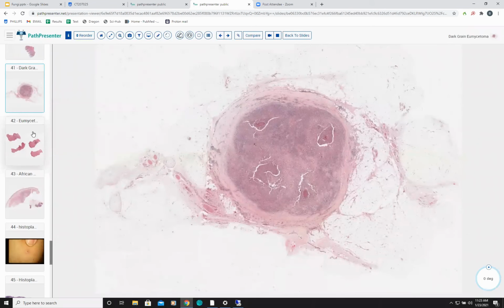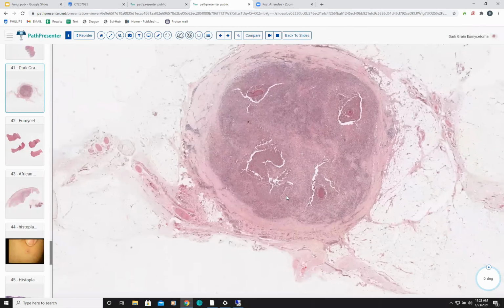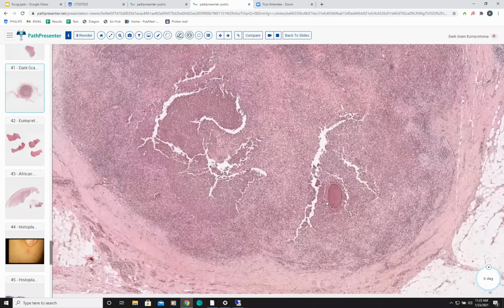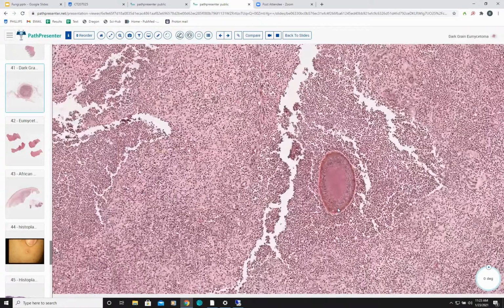Okay, the next thing I wanted to look at was a eumycotic mycetoma. So you know that actinomyces often causes mycetomas with the sulfur granules on the limbs in tropical countries, but they also are a eumycotic mycetoma caused by, not by aspergillus.